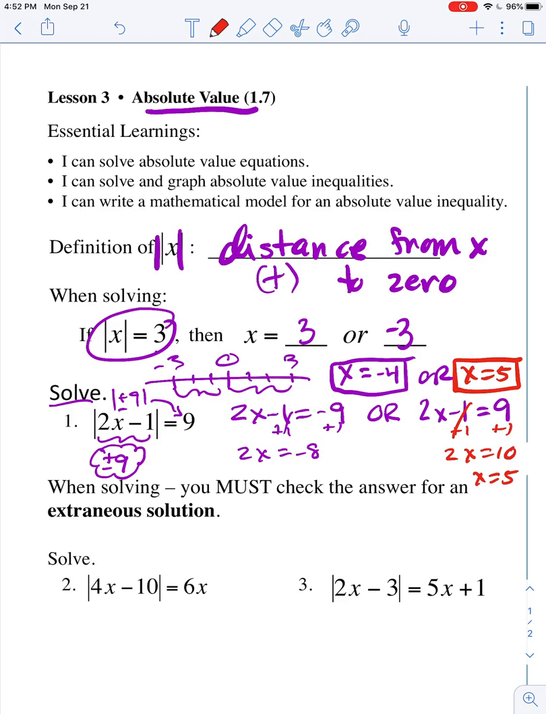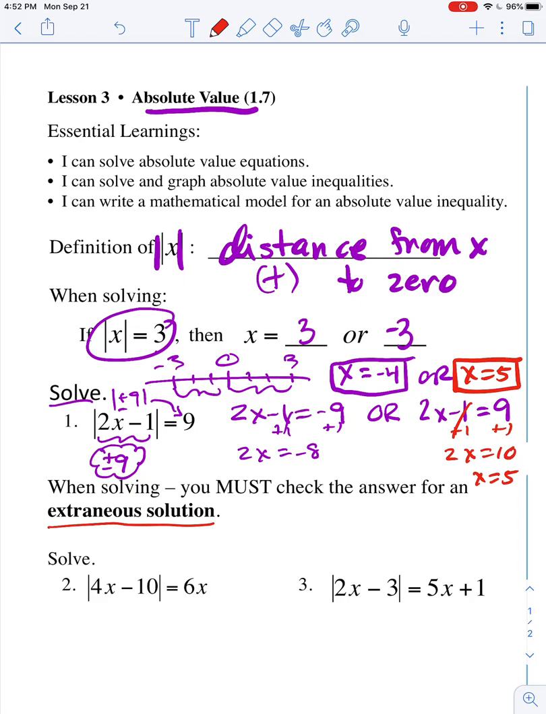Now here's the catch. This problem's pretty straightforward and my answers will work, but when you start getting more complicated problems, you will get answers that don't actually work. Those are called extraneous solutions. So when you're solving, you have to check your answer. And I know teachers usually say check your answer, and you're not going to because you already know it's right. Here, it's very possible that you will get an answer that doesn't actually work when you plug it back in. So you should kind of check and see.